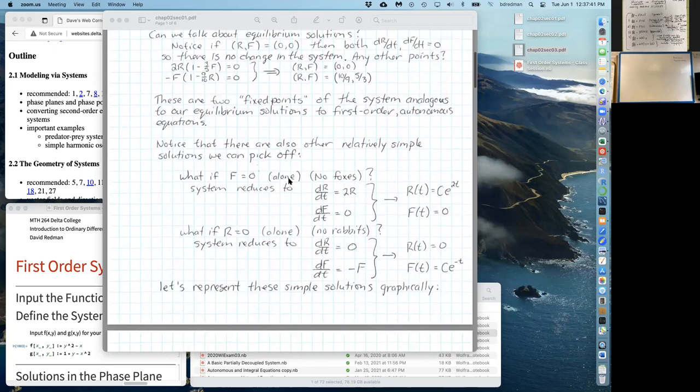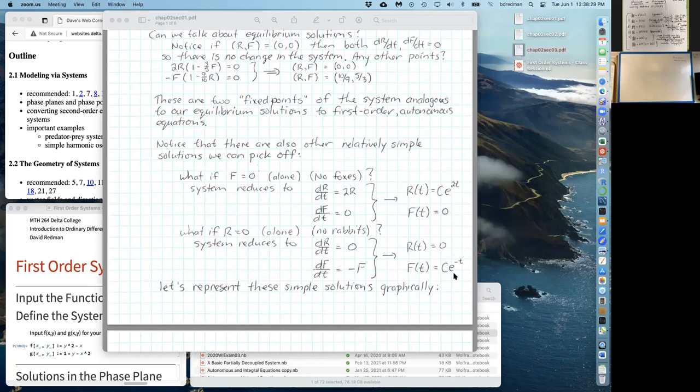Now, is there anything else we can pick off really easily from those two equations? Remember, I've already mentioned that if there are no foxes on the island, there never will be. And the fox population is very easy to describe, zero. Rabbit population is constant times e to the 2t. And it'll be a positive constant if I put a positive number of rabbits on the island. Today, let's only talk about positive or zero rabbits, positive or zero foxes. Let's not talk about negative rabbits and foxes today. We might go back to that later. What if there are no rabbits on the island? Well, then the system reduces to just dF/dt is minus F, and the rabbit population will always be zero, and the fox population will be decaying exponentially.